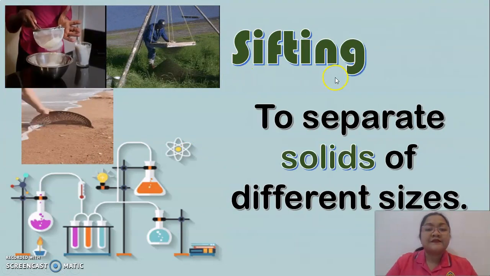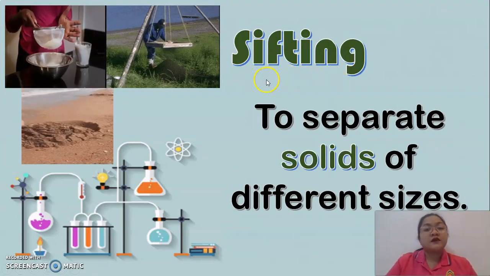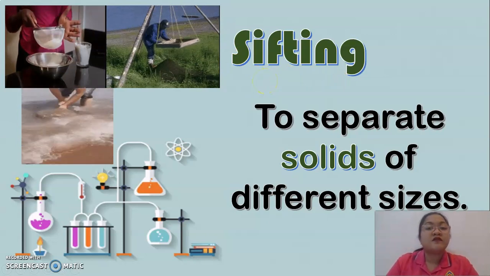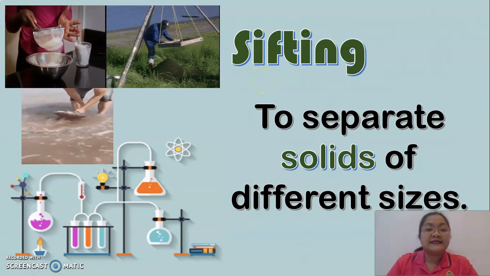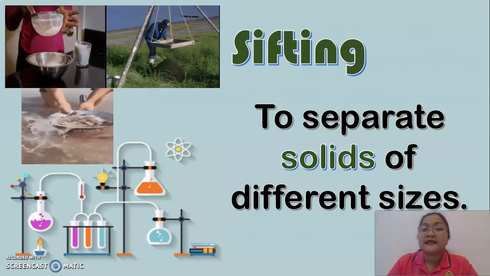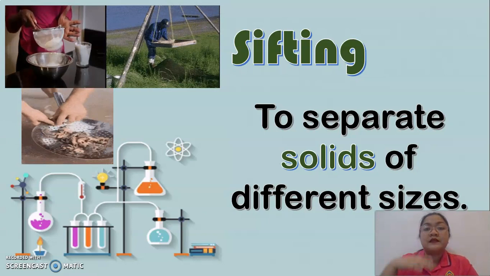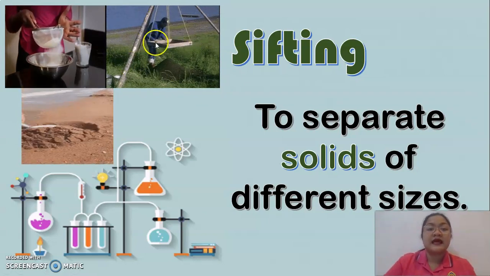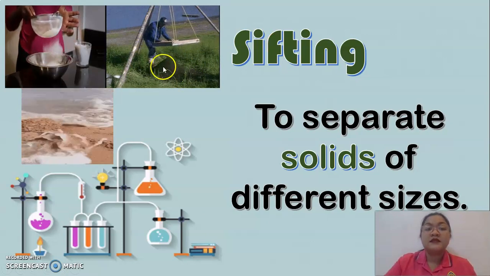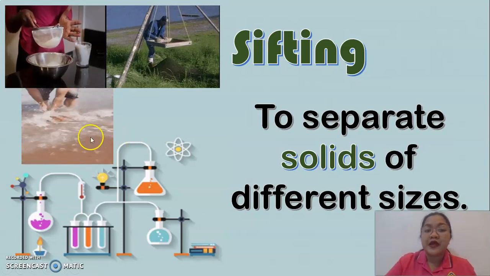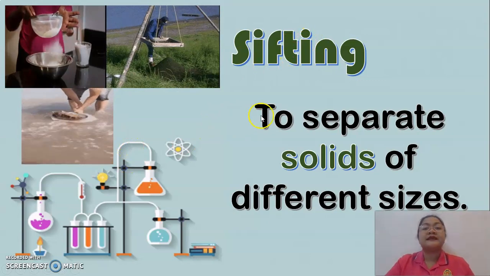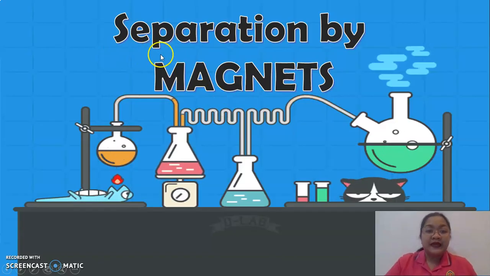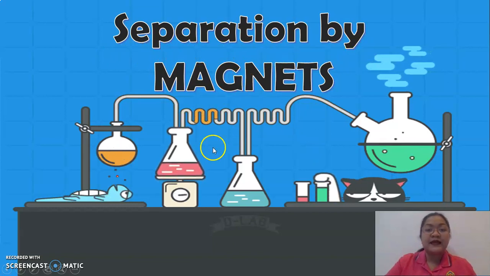Next, sifting. When we say sifting, you are going to separate solids of different sizes. You're going to separate big objects from small objects, just like rock and sand or crab and sand. That is sifting.